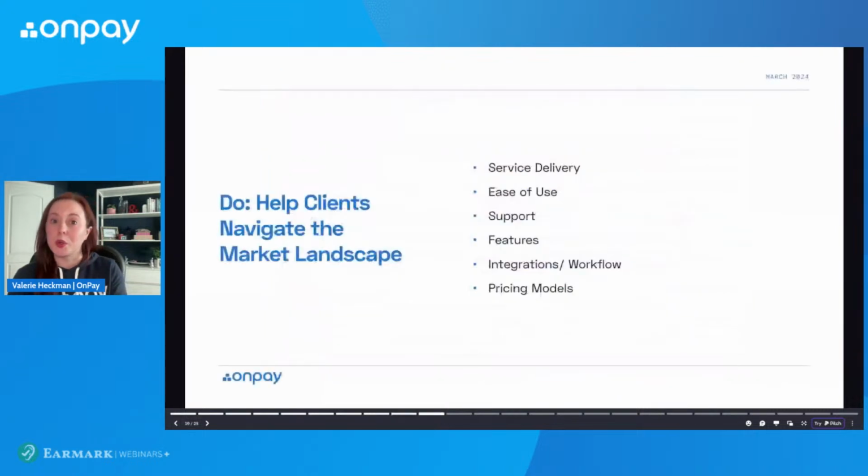My next do is to familiarize yourself with the options on the market.